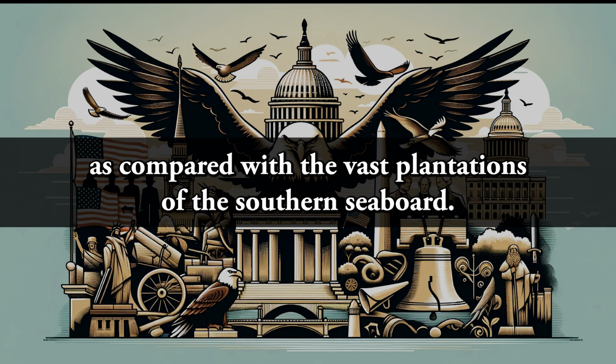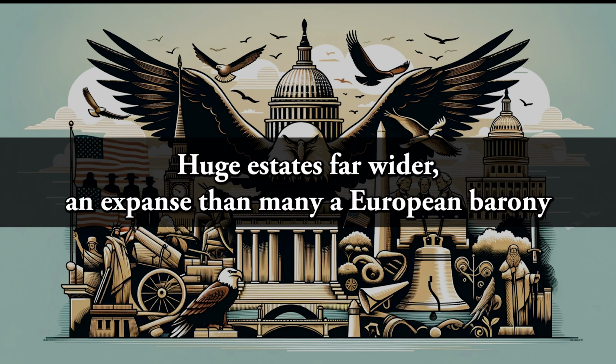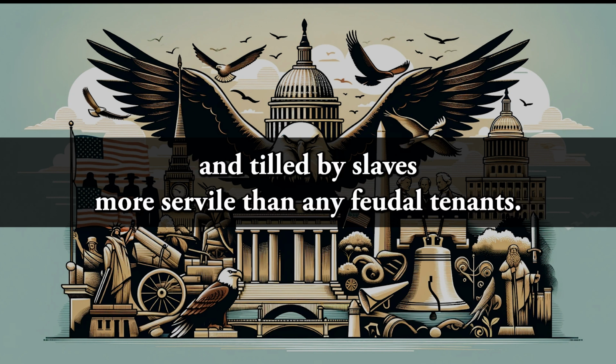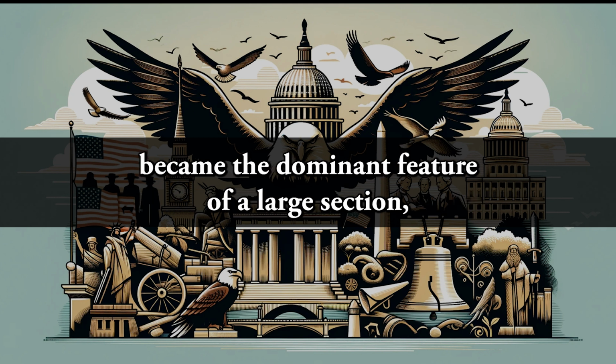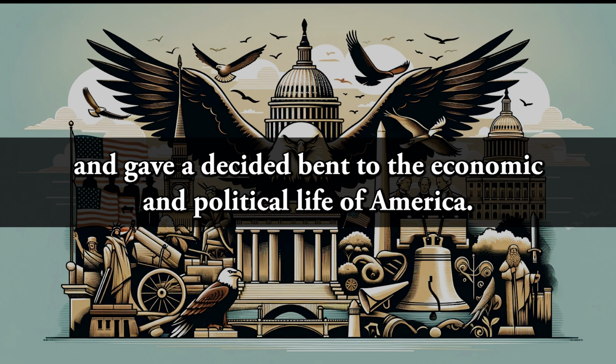The manors of New York or Maryland were, however, of slight consequence as compared with the vast plantations of the southern seaboard, huge estates, far wider in expanse than many a European barony, and tilled by slaves more servile than any feudal tenants. It must not be forgotten that this system of land tenure became the dominant feature of a large section and gave a decided bent to the economic and political life of America.